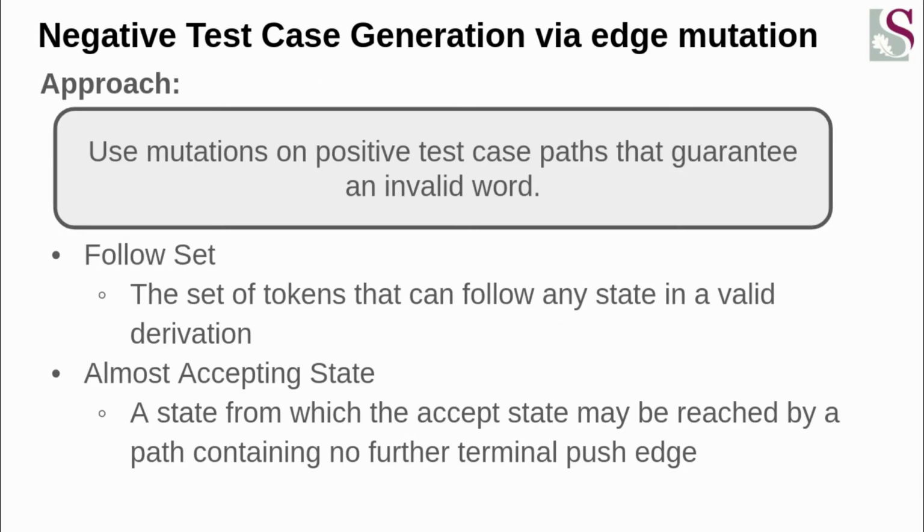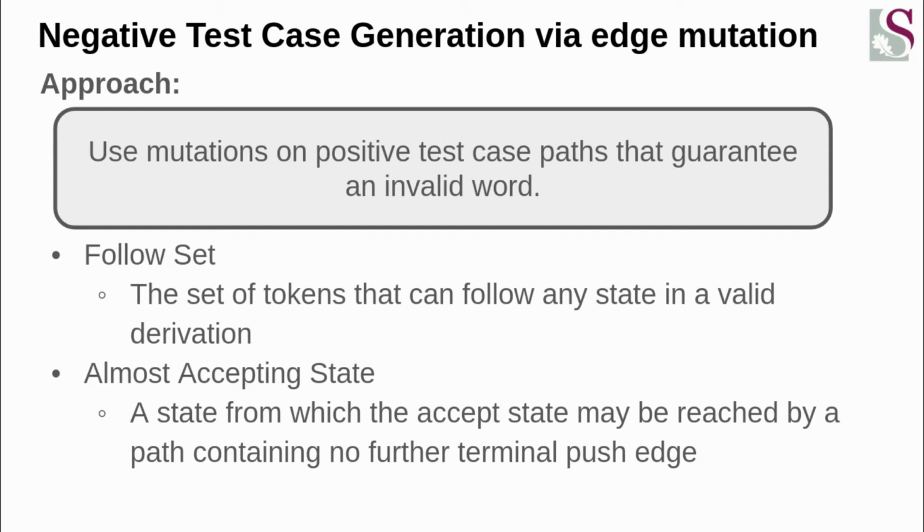Our algorithm up until now has been looking at how we generate positive test cases. Now we use the same idea when we generate negative test cases. However, we perform mutations on these positive test case paths, and specifically we want to perform mutations that guarantee an invalid word without having to perform some check afterwards.